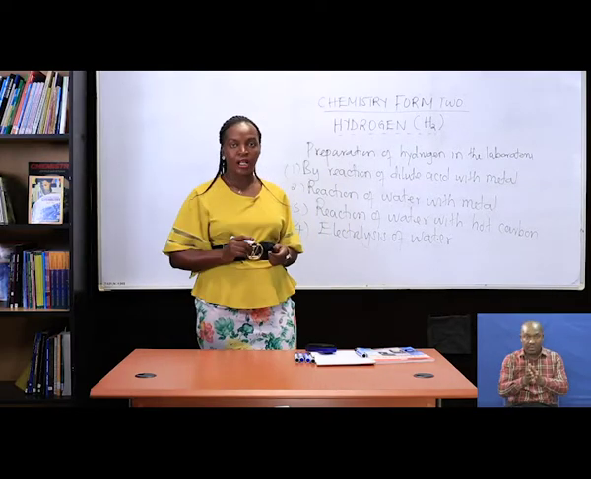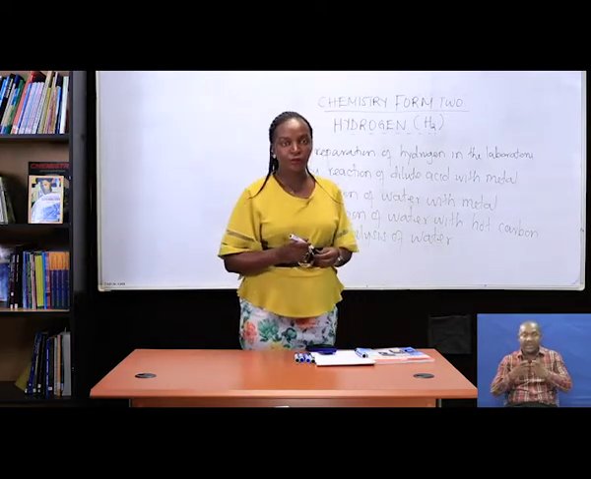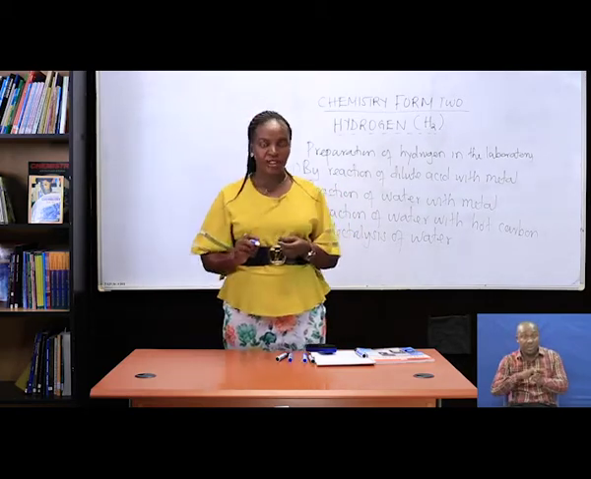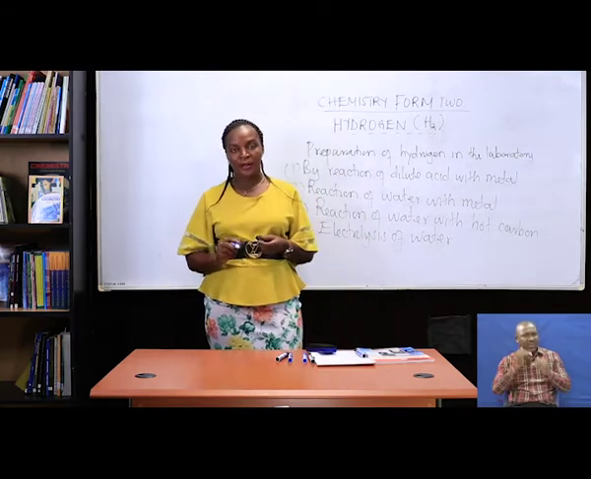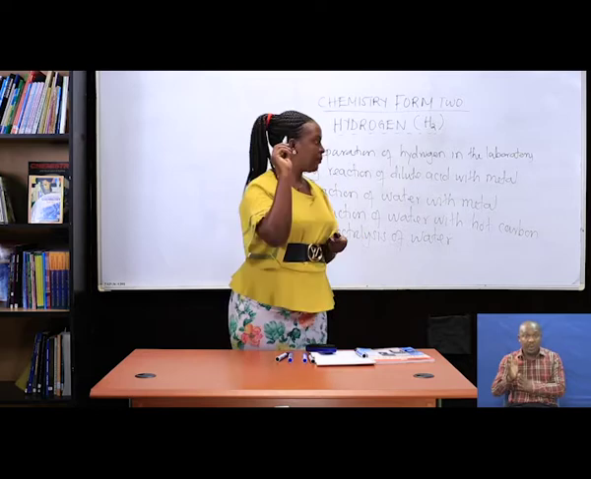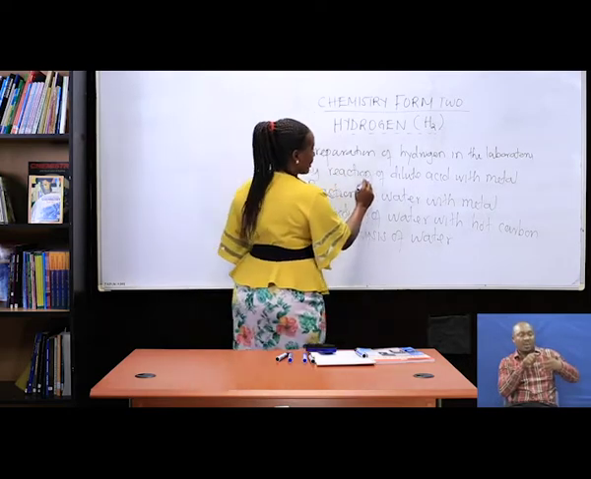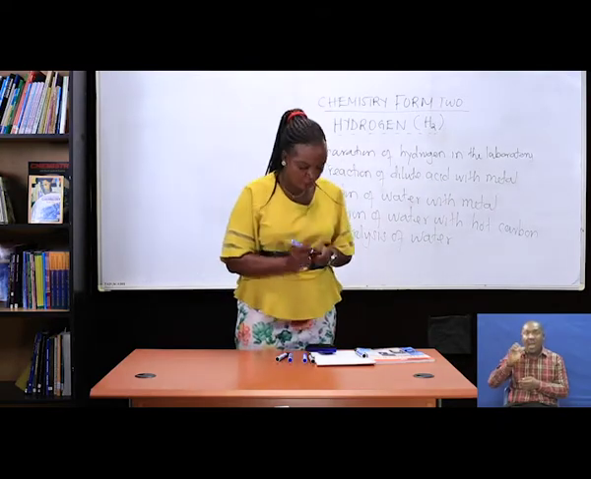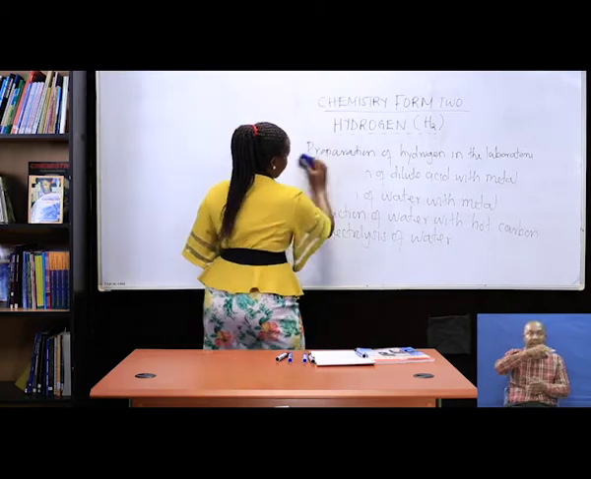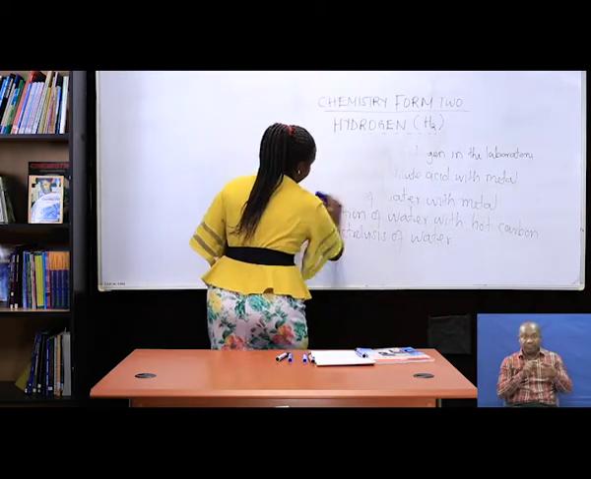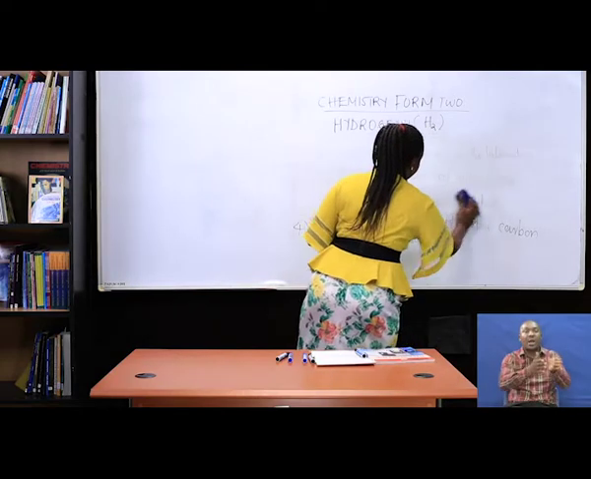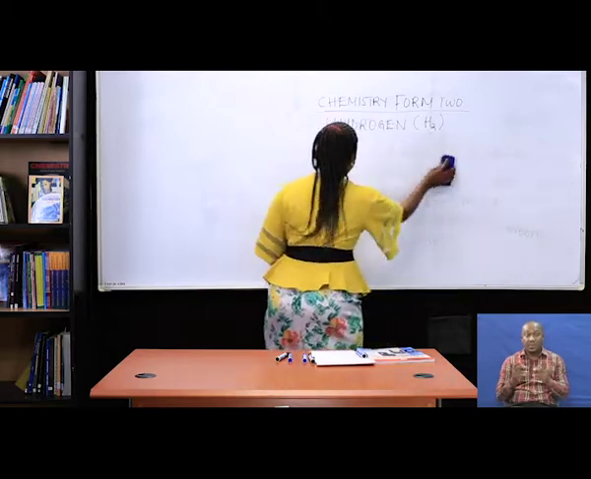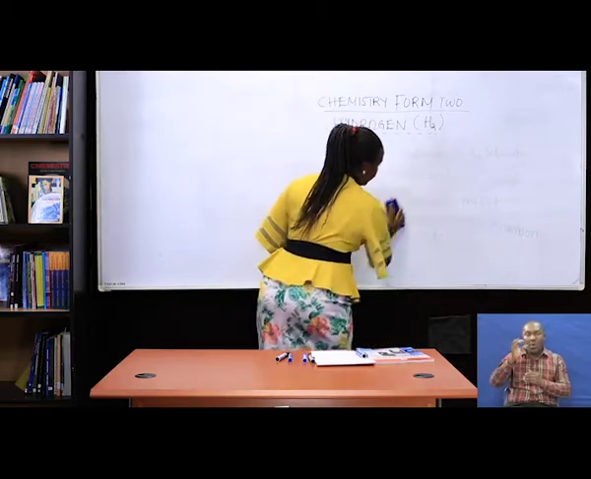But out of the four, the common method used to prepare hydrogen in the laboratory is method number one, which is the reaction of dilute acid with metal. Now let us see what happens when metal reacts with the dilute acid, as the common method for preparation of hydrogen in the laboratory.